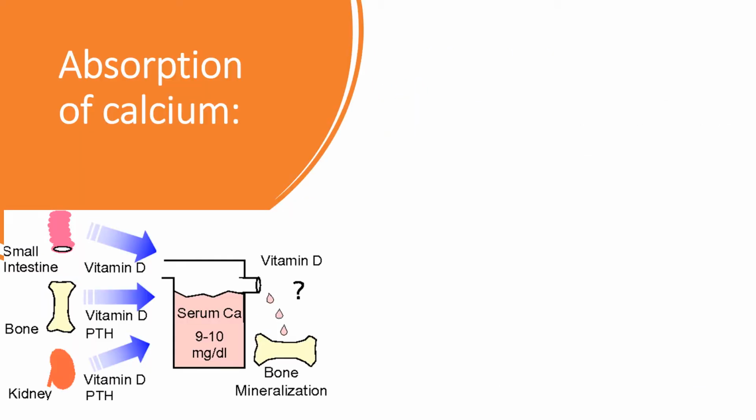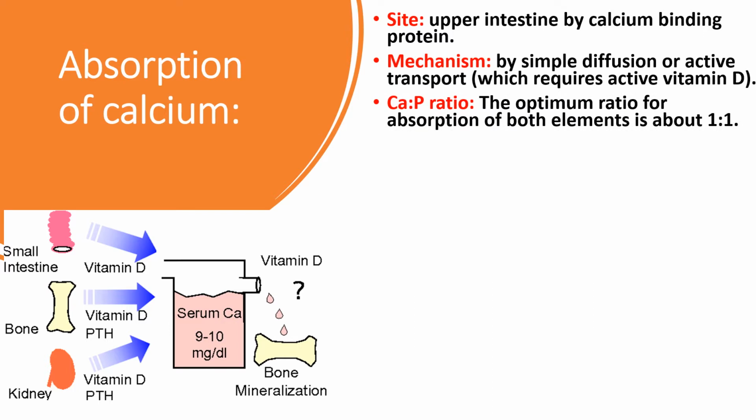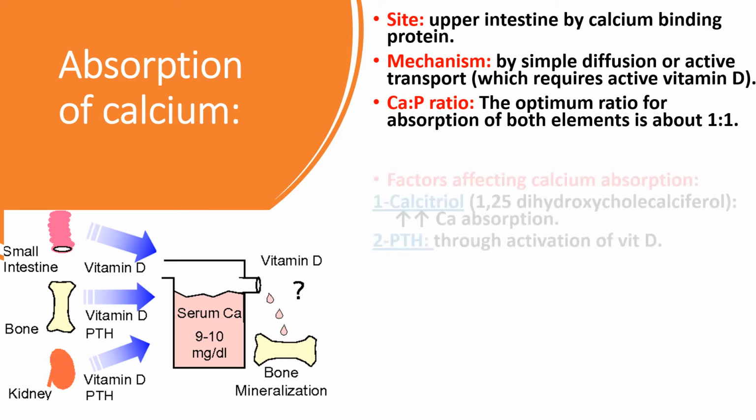As regards the absorption of calcium, it occurs in the upper intestine by calcium-binding protein. It occurs by simple diffusion or active transport, which requires the active form of vitamin D. The calcium-phosphorus ratio important for absorption of both of them is 1 to 1. This is the ideal or optimum ratio for their maximum absorption.